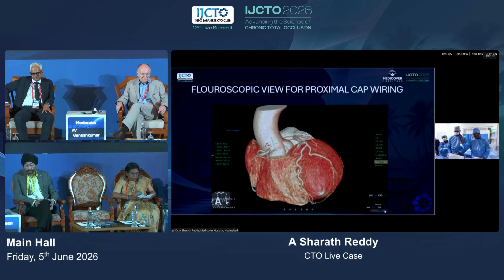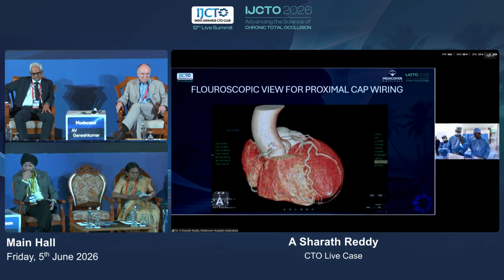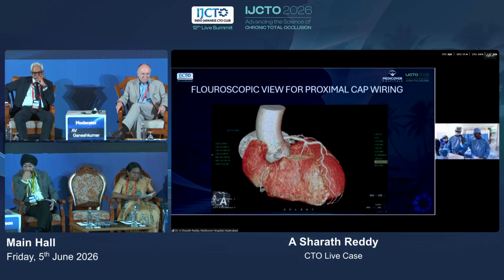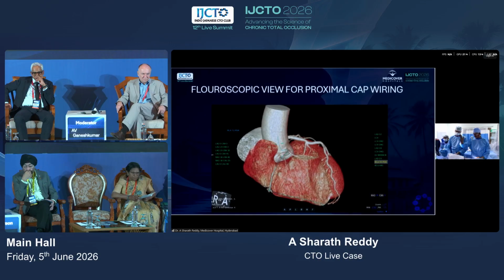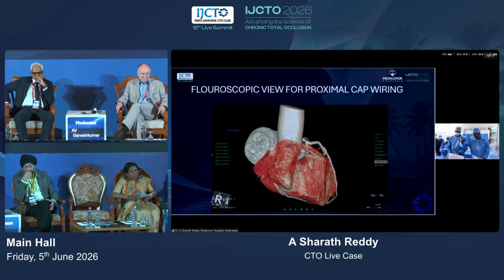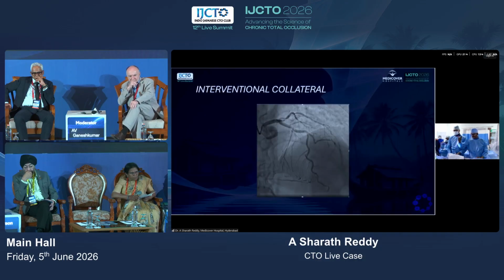Again, the same fluoroscopic view for proximal cap wiring. While rotating, you can identify the spot where both branches are getting separated from your RCA axis. That is what I'm doing. It was about 50 to 60 RAO and around 20 cranial. This is where both branches are clearly separated from the proximal cap. However, you won't get a 3D image of the location of the proximal cap. It's only based on this that we can identify it.